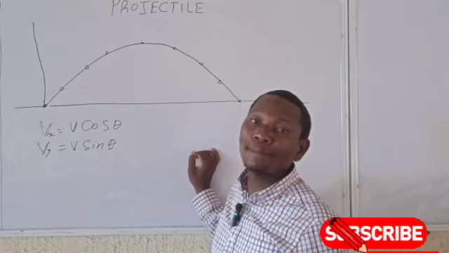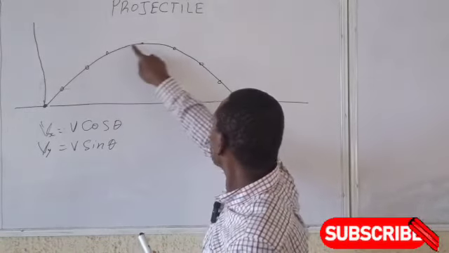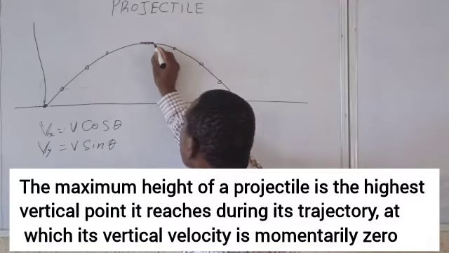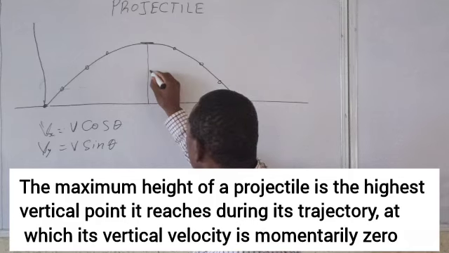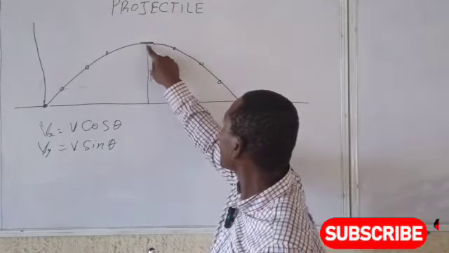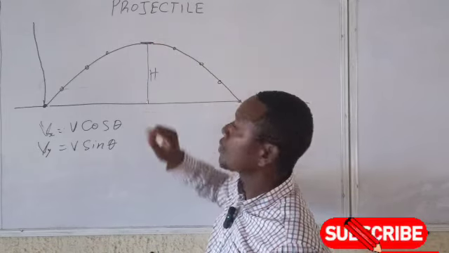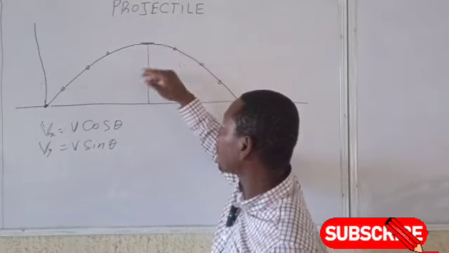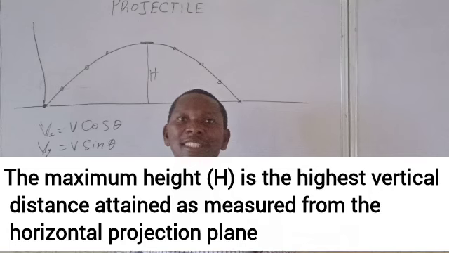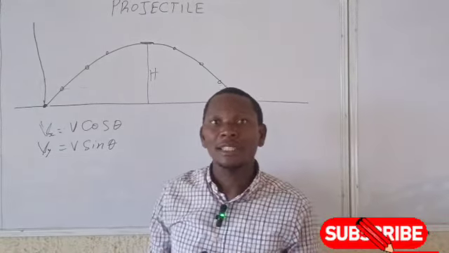Now we'll have the maximum height. This object is moving through this place. Now, this place, if you realize, the object attained a height here, and here it is kind of horizontal. The object was no longer moving up and was no longer moving down. So this place is actually the maximum height. So what is the maximum height? This is the maximum vertical displacement of the projectile. Please take note of that.